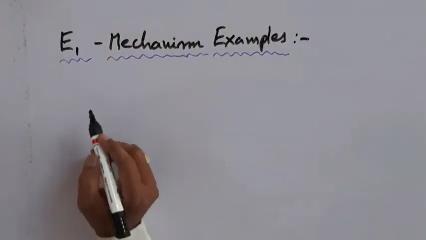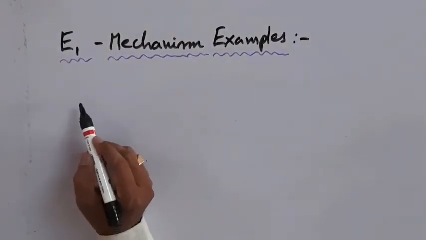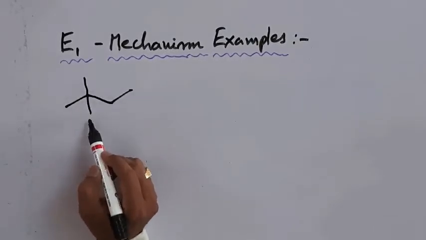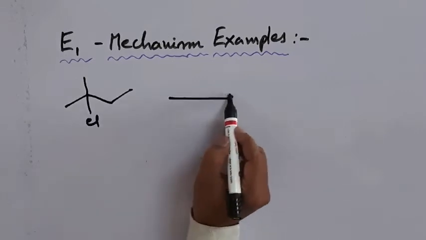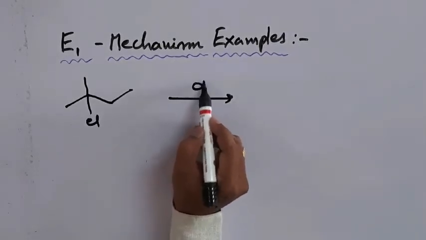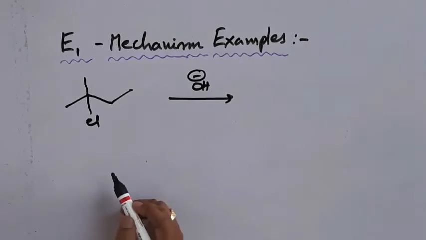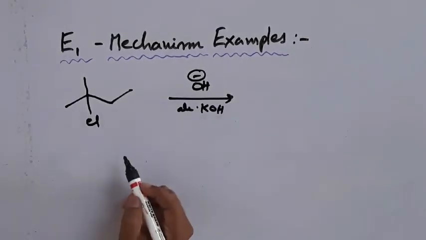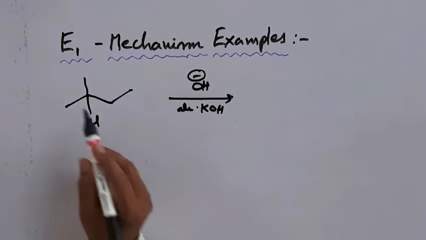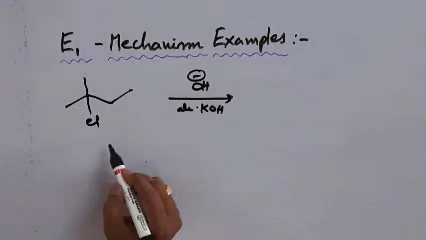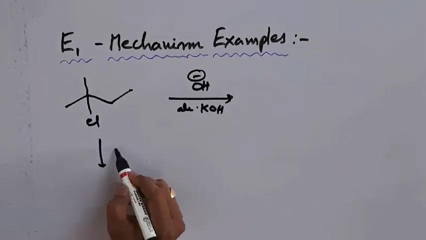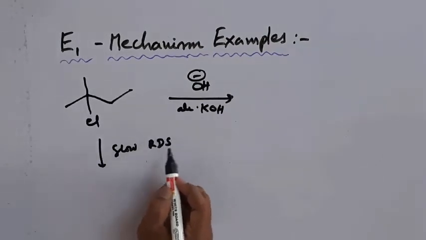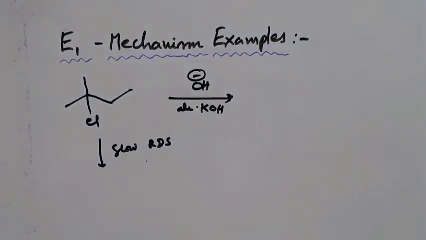As a first example, let me take tertiary pentyl chloride. So I am taking tertiary pentyl chloride like this, and I am adding a weak base. Okay, alcoholic KOH most probably. So it is following E1 mechanism. Here what happens in the first step, which is the slowest step or rate determining step, RDS, carbon halogen bond is heterolytically cleaved.